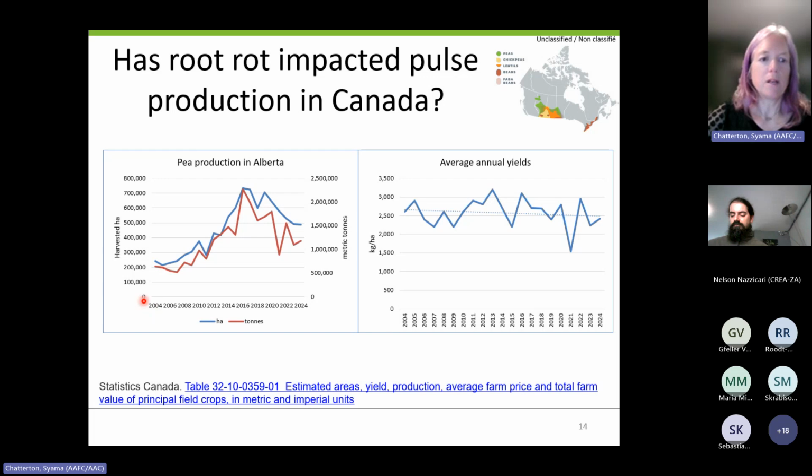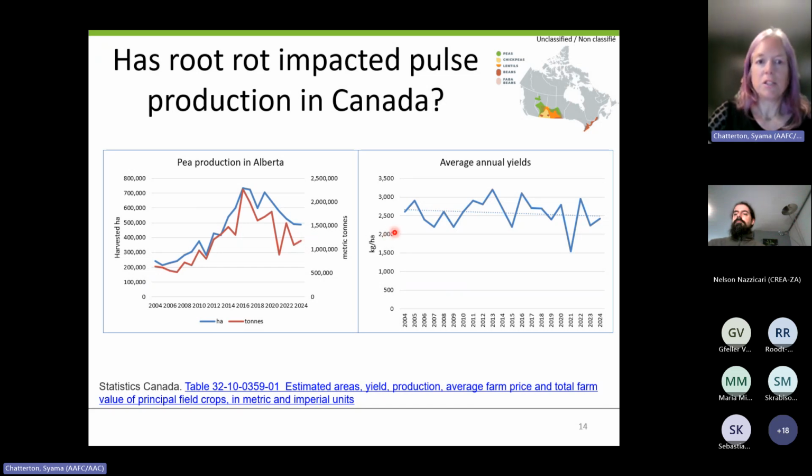We can see that pea production in Alberta was very low in 2004. This is really the Cinderella story of pulses: they started out low and they really had this surge of growth and interest from 2004 up to about 2016. It hit max production in Alberta at about 700,000 harvested hectares. And then after that, we do start to see this decline in the past 8 years. And now we're sitting at about 400,000 hectares that are harvested.